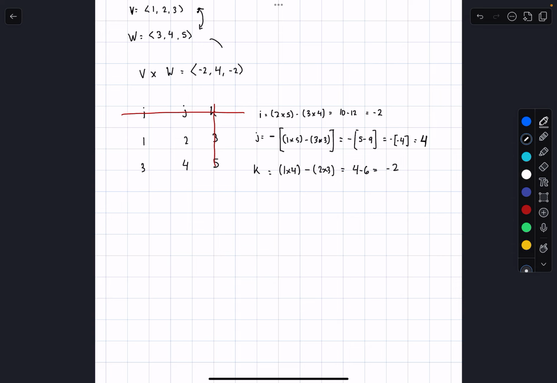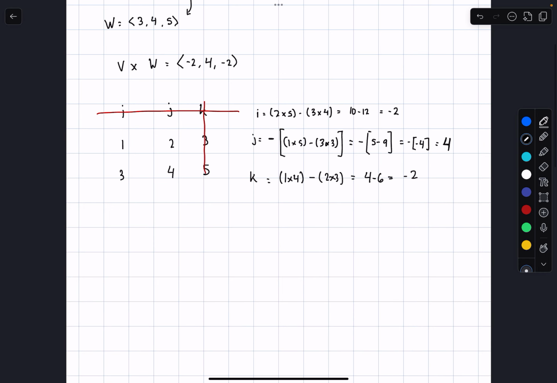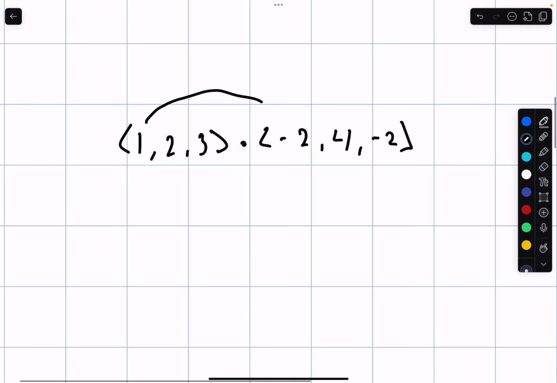And we can quickly double check that when we do the dot product of this new vector with any of these, it's going to give us 0 because they're 90 degrees apart. So if we do 1, 2, 3 dot product with negative 2, 4, negative 2, we're going to get negative 2 plus 8 minus 6, which is 0.